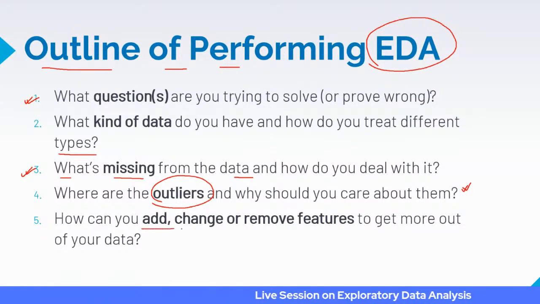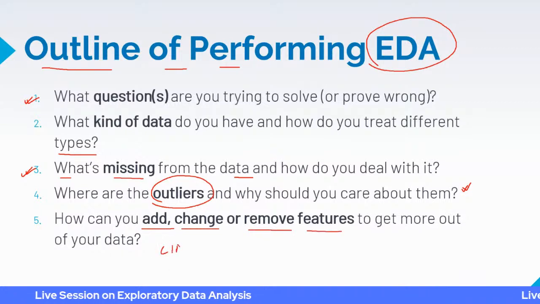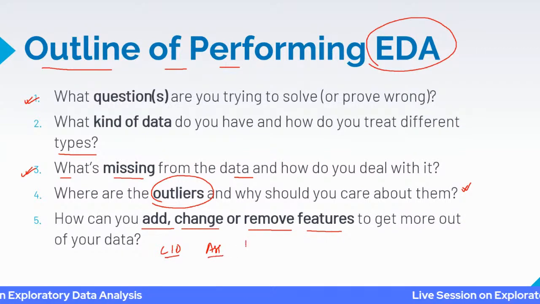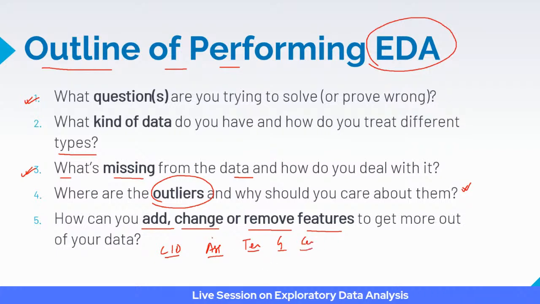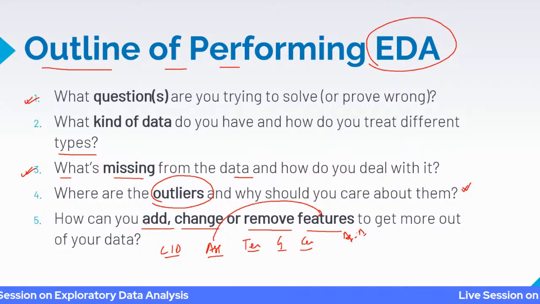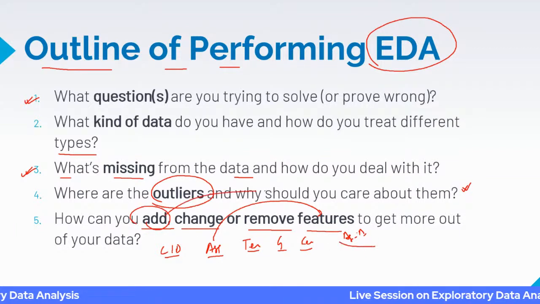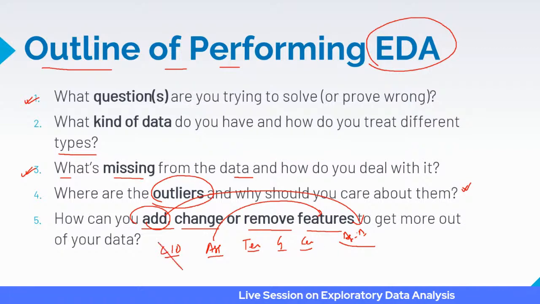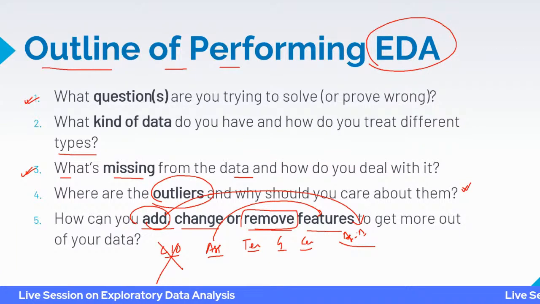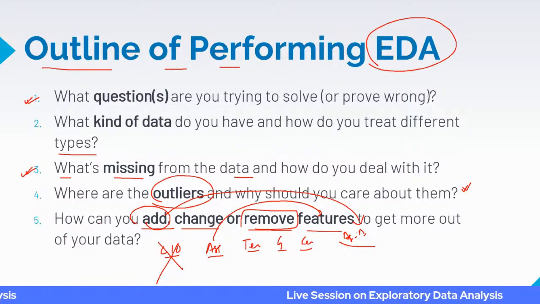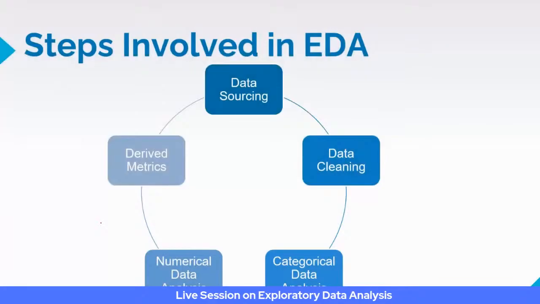How can you add, change, or remove features? What does this mean? Imagine you have customer ID, age, tenure, gender, and geography. Let's say you want to add a new column called age bins. That is an addition of a feature, meaning you are creating a new feature. Let's say customer ID is not important, so you remove that feature. So how can you add, remove, and change features to get more out of your data? This is your overall outline of performing EDA.